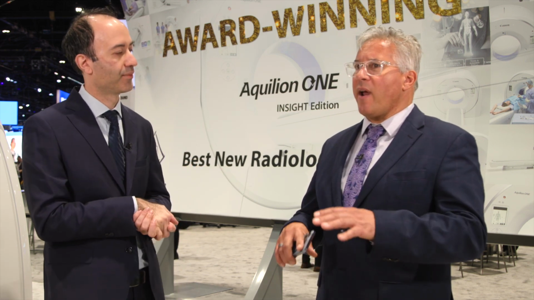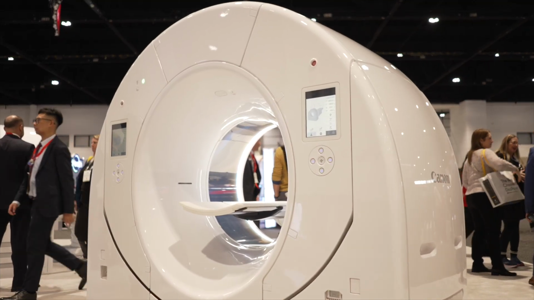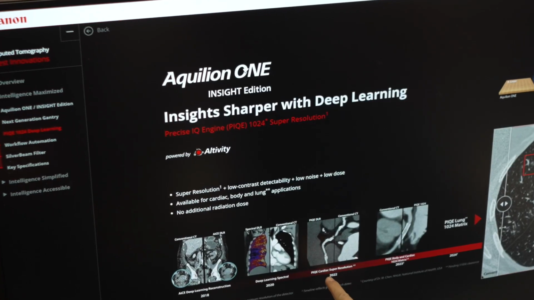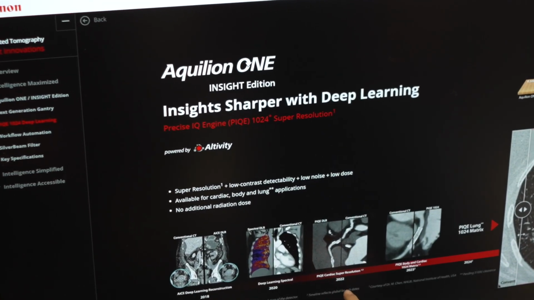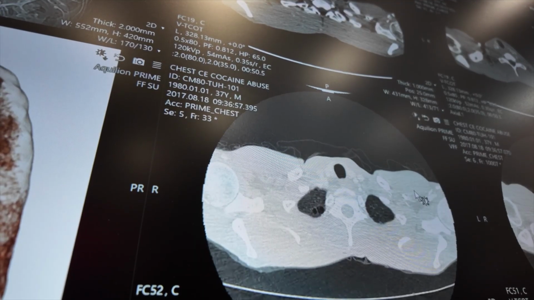And would you say that there are any specific patient populations that might benefit the most from this technology? I think all the patients will benefit from this technology. This technology is not introducing much more radiation, right, because it's based on deep learning. So you get the super resolution not based on the detector size. You get it based on the reconstruction mode.